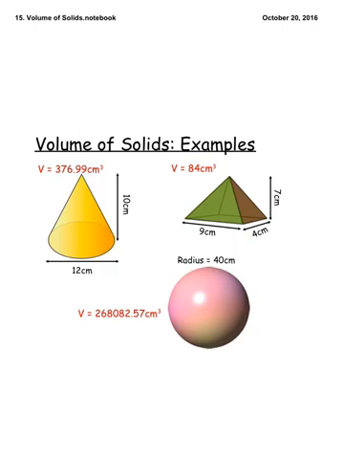So the volume of our yellow cone is 376.99 centimeters cubed. The volume of our green rectangular pyramid is 84 centimeters cubed. And the volume of our pink sphere is 268,082.57 centimeters cubed.